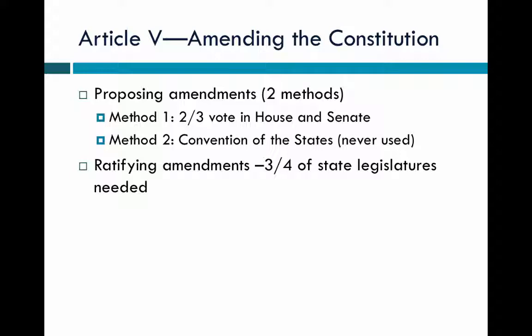Method 2, which has never been used, is a convention of the states. State legislatures could convene a constitutional convention to amend or even rewrite the entire Constitution. You would need a convention of the states to do that, and then you would need a majority of states going forward, and a supermajority at that. It's never been used. It's almost thought of as an impossible way of amending the Constitution. And then the ratifying process.